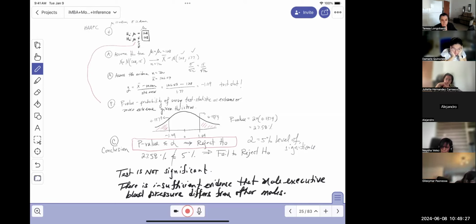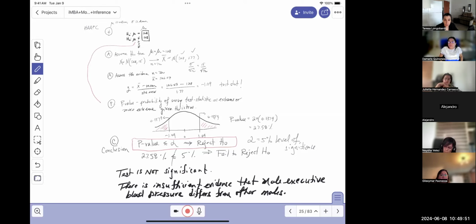I hope you can read that. Do you need me to write it? I'm writing. I'm not sure if you can read the cursive. It's just faster. It says there is insufficient evidence that male executive blood pressure differs from other males.